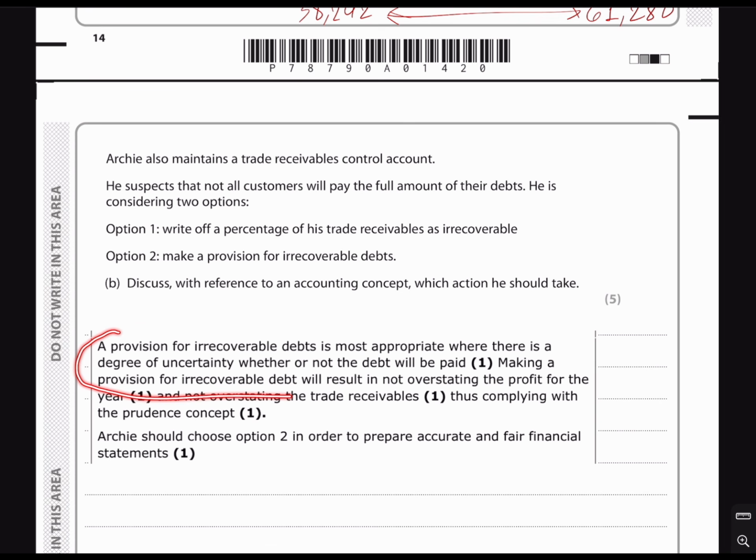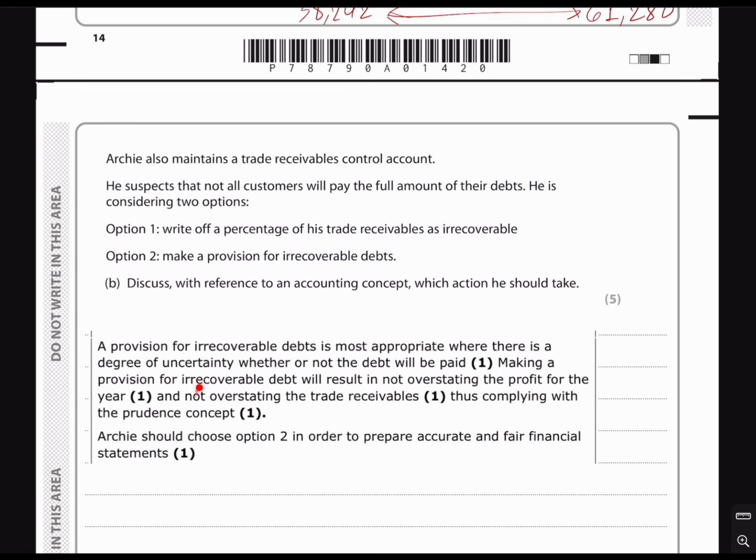Now you have to show that a provision for irrecoverable debt is most appropriate where there is a degree of uncertainty whether or not the debt will be paid. If you are picking this, you have to explain why it is right. Making a provision for irrecoverable debt will result in not overstating the profit for the year, right? And you are complying with the prudence concept. How? Because when you do the provision, you are not overstating the profit.